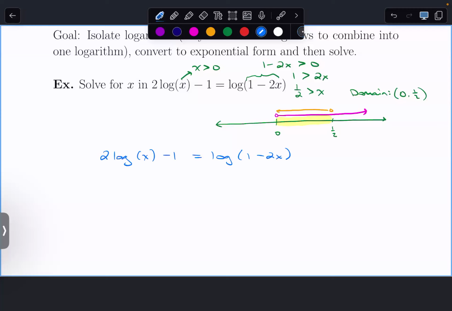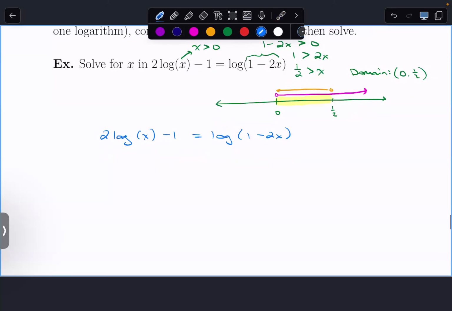First thing that I'm going to do is I'm going to zip up the 2. I'm allowed to zip up this 2 so it's not bothering me anymore and put it on the x, right? X to the power of 2. I'm allowed to rewrite that. Log of x to the power of 2 minus 1 is the log of 1 minus 2x.